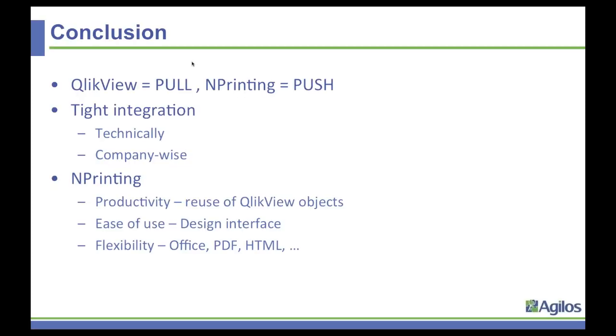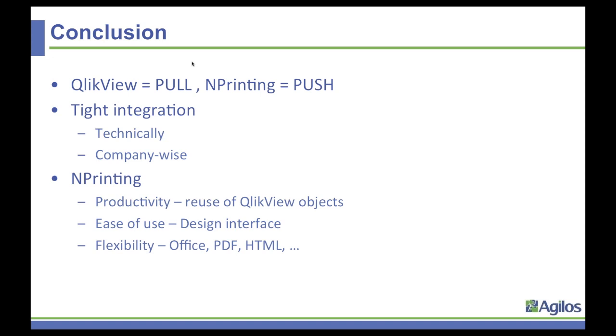So to wrap up, in conclusion, we can say that NPrinting is really the perfect complement to ClickView. While ClickView is pull, where you as an end user do your analysis, initiate the activity, and do business discovery, NPrinting, leveraging the same objects and the same information in ClickView, generates the reports which are then pushed to users, like in a PDF or a PowerPoint being generated, or on a web page and so on. So it's really a perfect complement sitting next to ClickView.